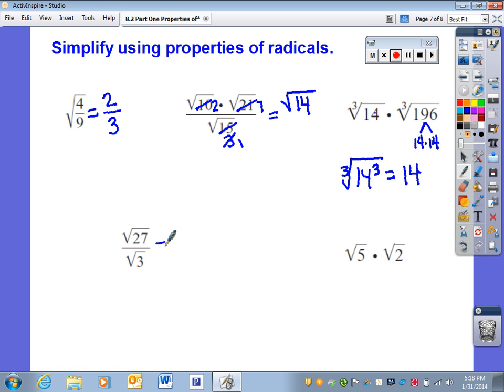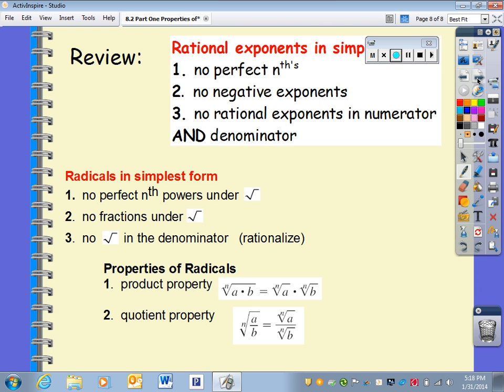In the next example, since we have the square root of 27 divided by the square root of 3, I can simplify, which means I can divide first, and that gives me the square root of 9, and then I can simplify. The square root of 9 is 3. In the last example, if I'm multiplying my like roots together, I have the square root of 5 times the square root of 2, and since they're both radicals, I can multiply them together, and that gives me the square root of 10.